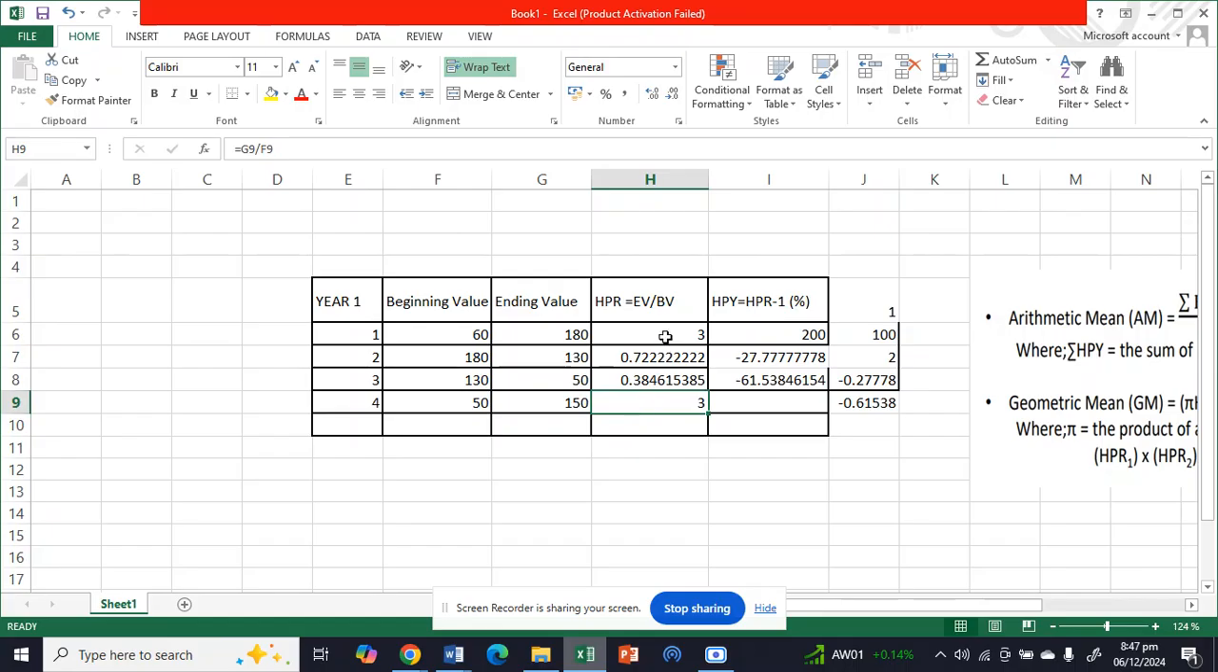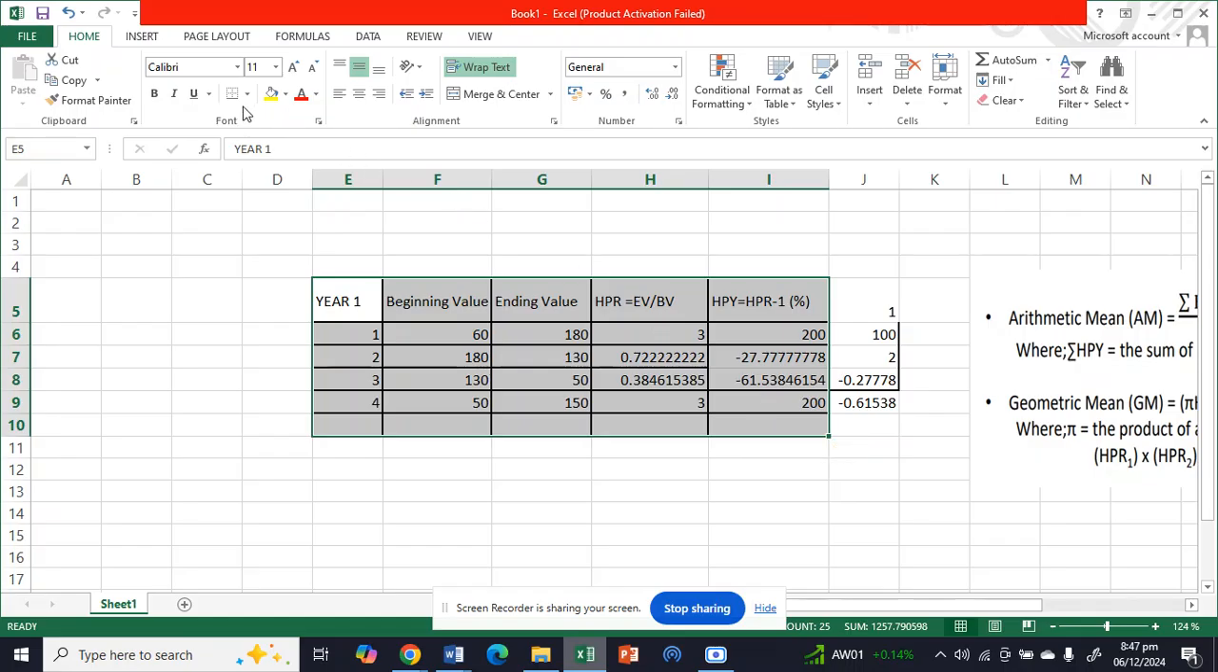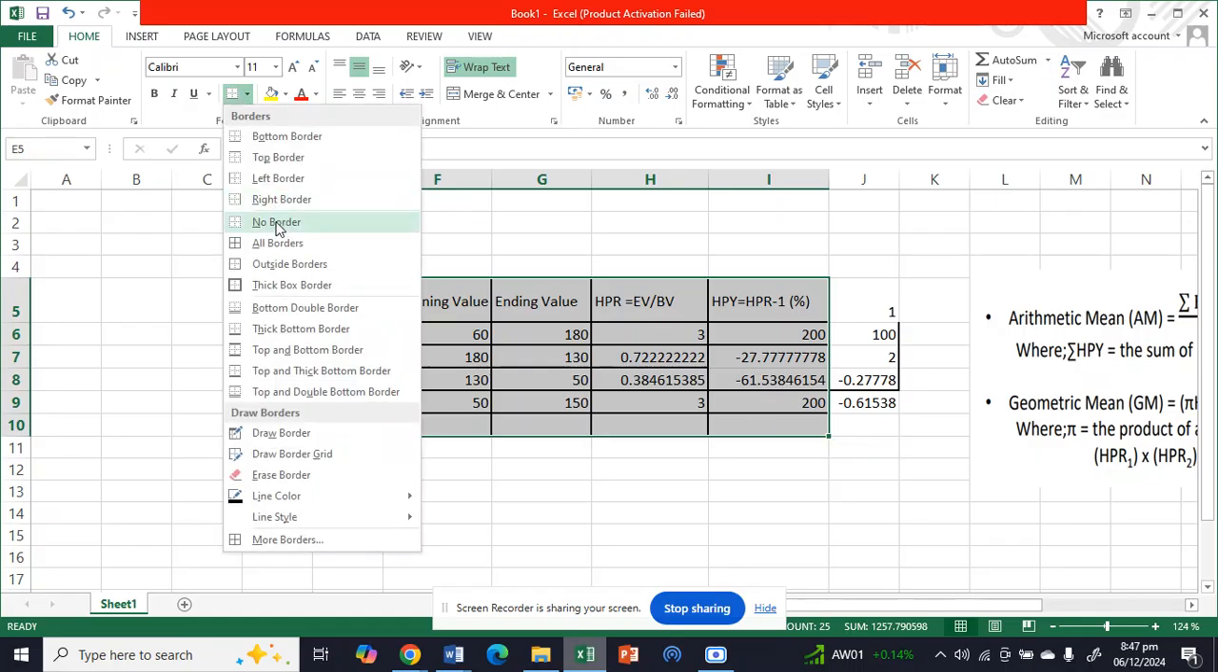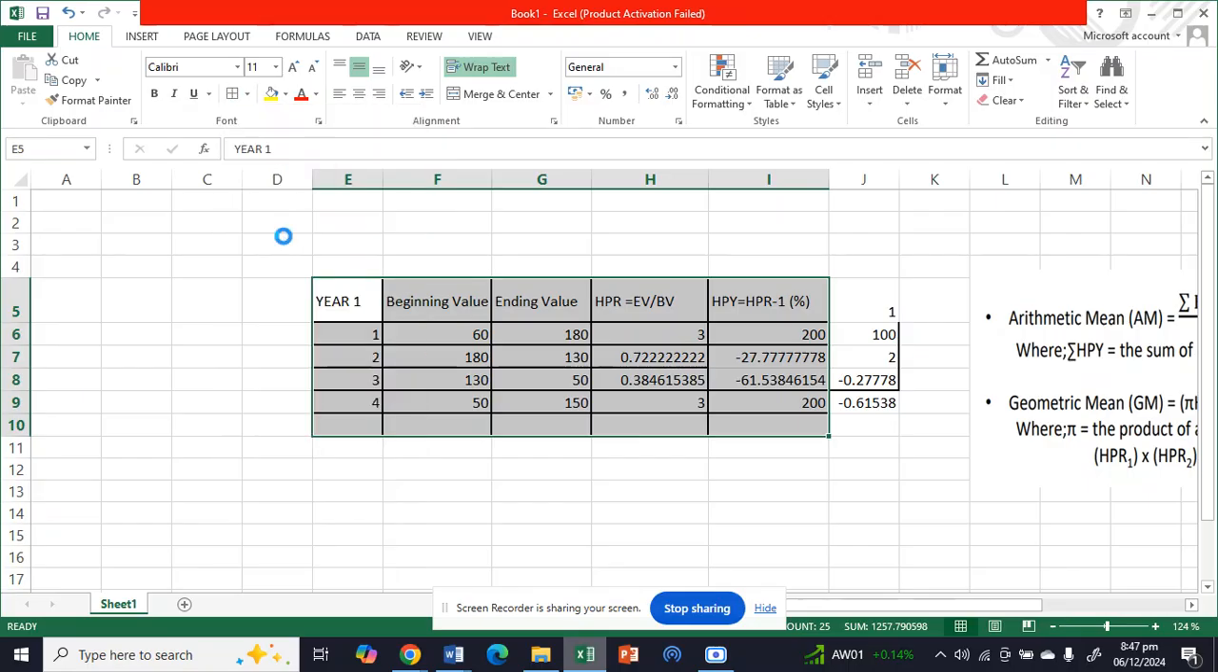And as we can see in year 1, when our investment increases by 3 times its value, this represents a 200% increment. So our investment increased by 200% that year. Now, we want to find out on average what was our average holding period return and what was our average holding period yield.